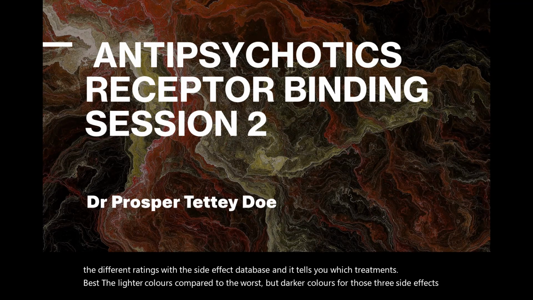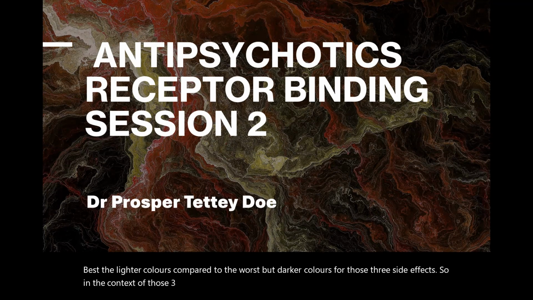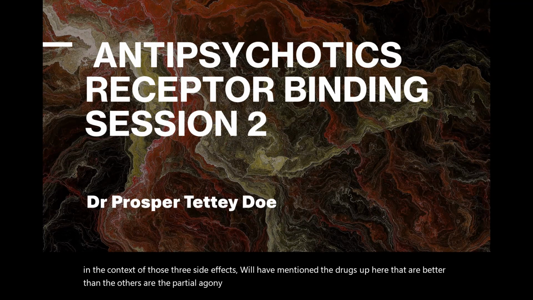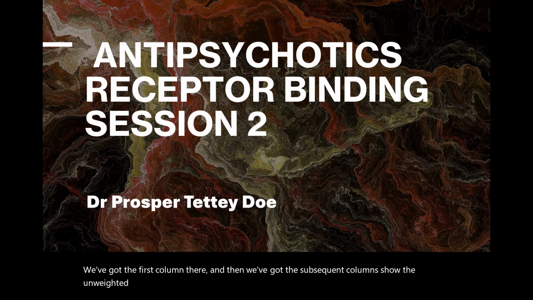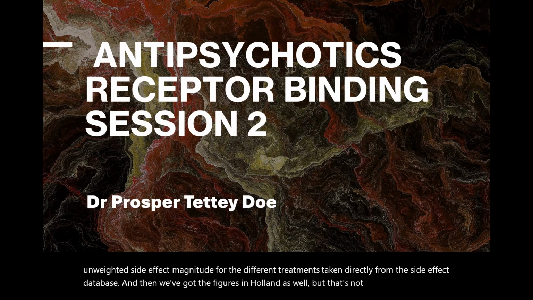So in the context of those 3 side effects I have mentioned, the drugs up here that are better than the others, the functional agonists, the trazodone, the irazodone, and the drugs at the bottom are, no surprises, drugs like olanzapine, possibly etc. So we've got the first column there, and then the subsequent columns show the unweighted side effect magnitude for the different treatments taken directly from the side effect database. And then we've got an efficacy column as well, but that's not included in the algorithm.